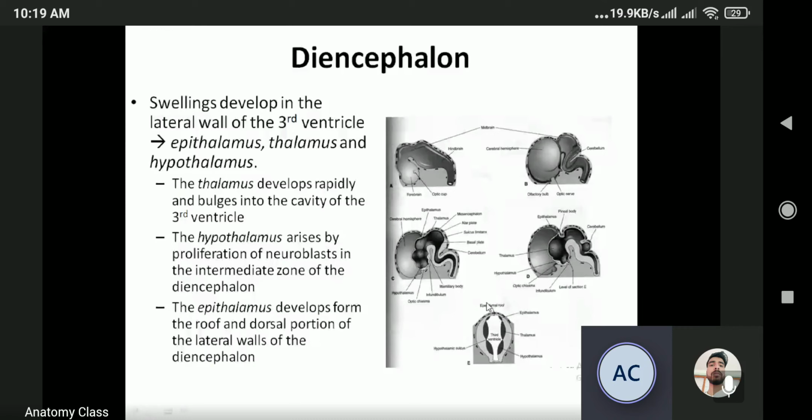Swellings develop in the lateral wall of the third ventricle. Look here, this is the third ventricle. So swellings form in this lateral wall of the third ventricle, and they form the epithalamus, thalamus, and hypothalamus. The thalamus develops rapidly and bulges into the cavity of the third ventricle. Here, for your information, I am taking the gross anatomy of the thalamus. During that time, I will ask about the development of this diencephalon.